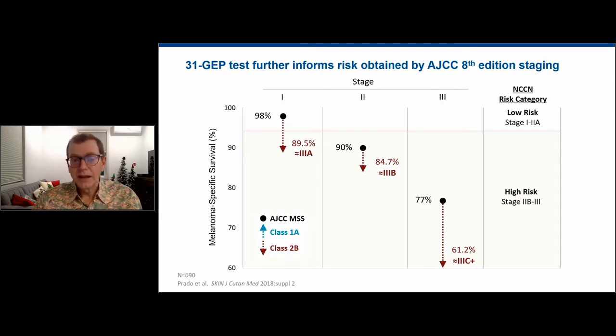Well, indeed, you can find out of these groups which patients have a better outcome. And so these are the patients, stage 1, stage 2, and stage 3, that have a gene expression profile class 1A. So can you get better than 98% melanoma-specific survival? Indeed, you can. Class 1A patients with a stage 1 diagnosis have a melanoma-specific survival that's 99.6%. And that is a figure that I really like.